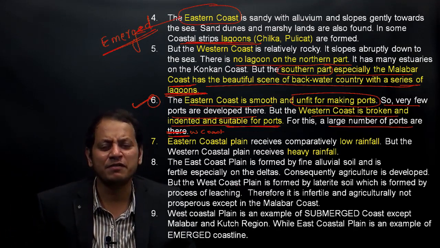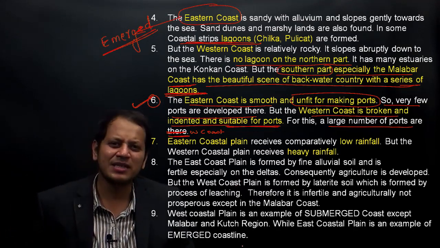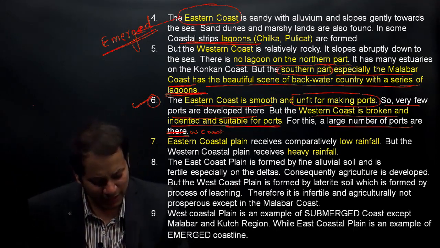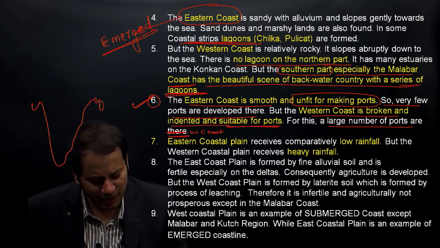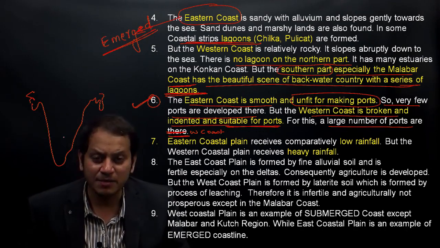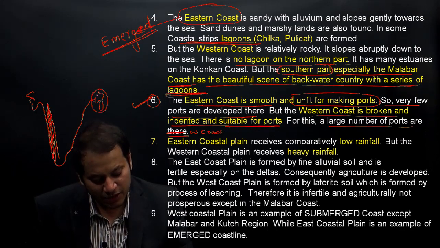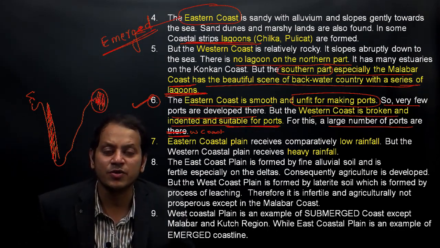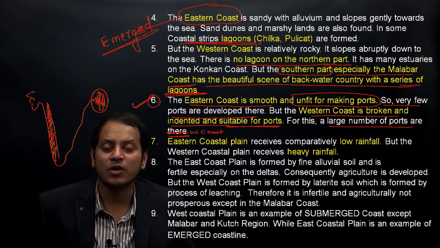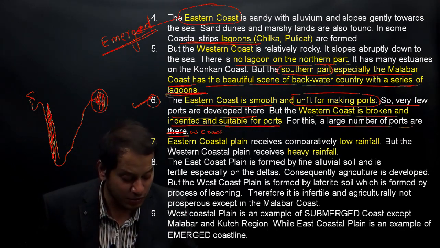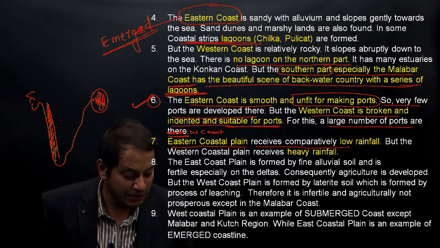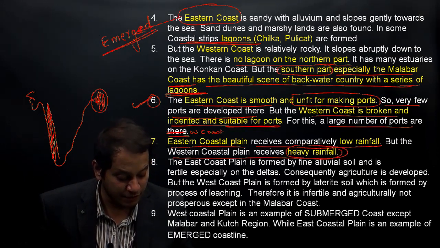7th point of difference you already know. We already know that the larger rainfall in India, where does the higher amount of rainfall in India occur? More than 200 centimeters of the rainfall in India occur along the Western Ghats and the west coastal plain and in the northeast of India. These two shaded regions receive very heavy rainfall. Same is what I have written in the 7th point. The east coastal plain receives comparatively low rainfall, but the west coastal plains receive very heavy rainfall.